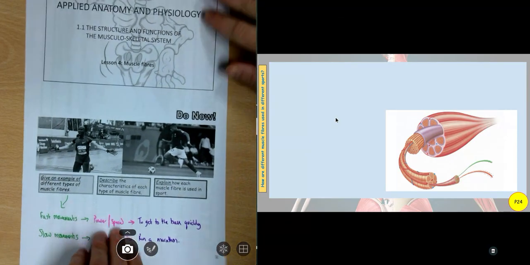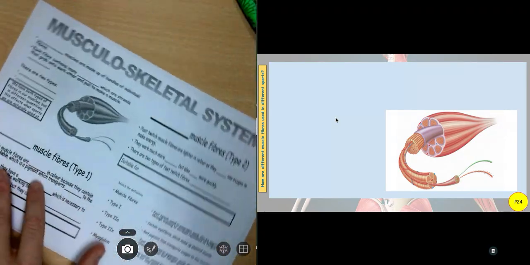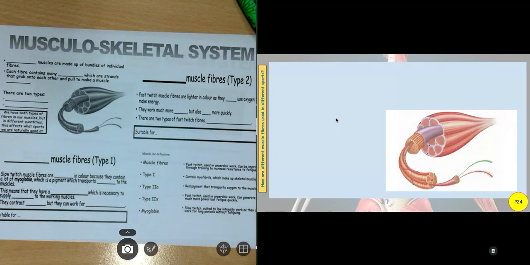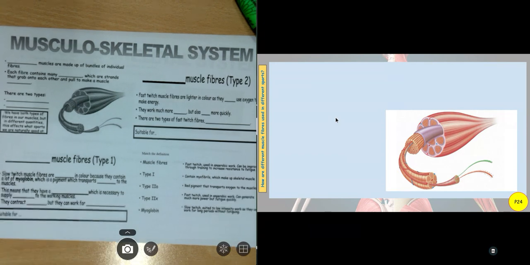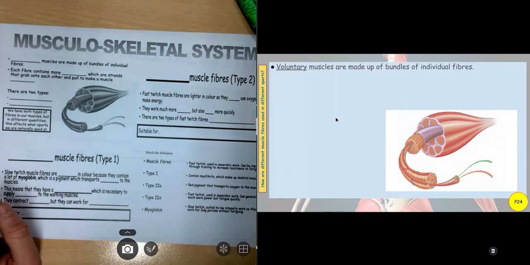So turning the page onto page 24 in your booklets, we've got 4 sections that we're going to complete. So today's a little bit shorter than some of the last lessons. We're just going to complete these 4 sections. So working at the top part now.